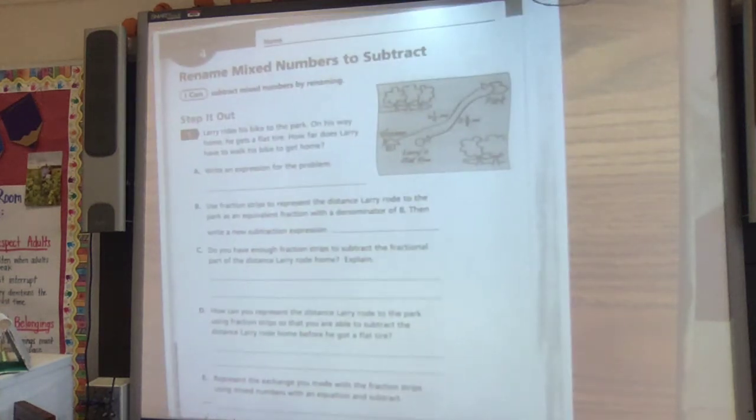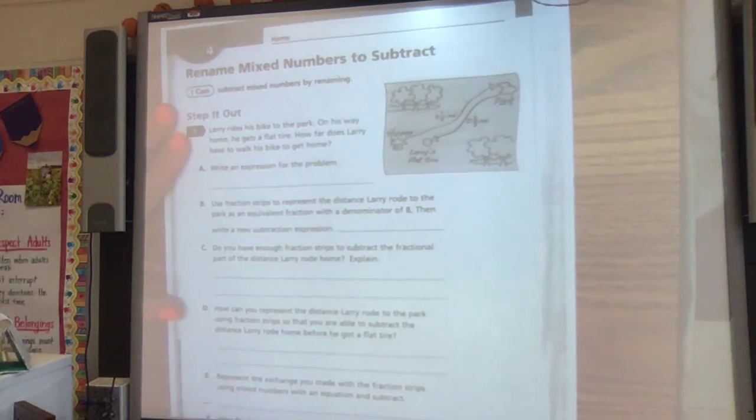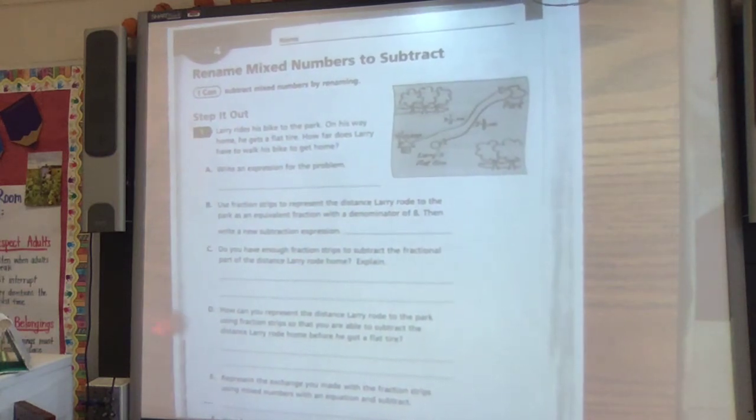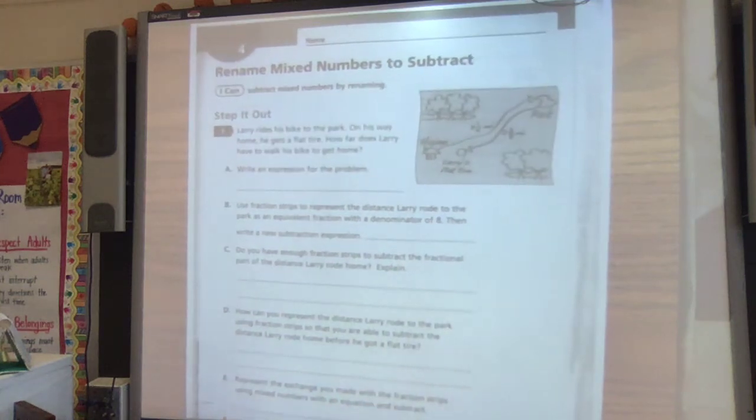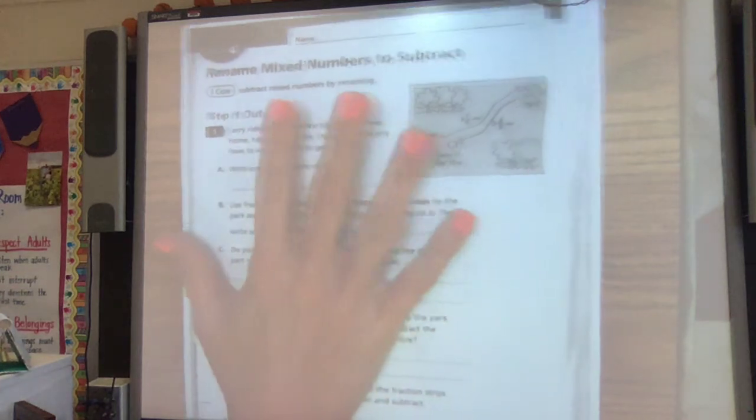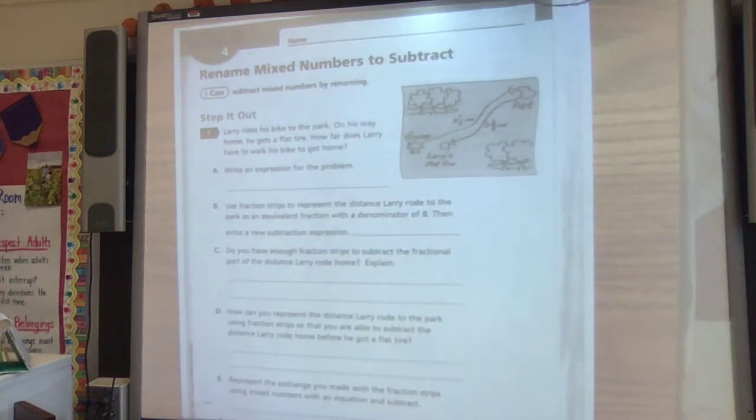And we talked about what a mixed number is, how it is a whole number and a fraction. And sometimes whenever we are subtracting with mixed numbers, we need to rename them in order to subtract. And so we're going to learn how to do that today.